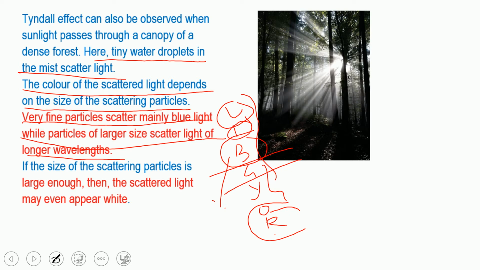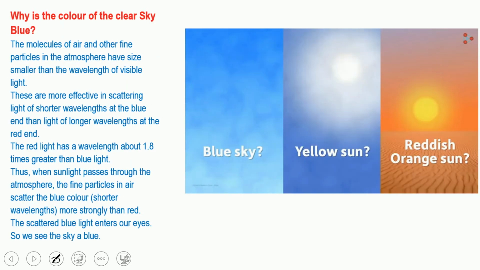If the size of the scattering particle is large enough, then the scattered light may even appear white. If it is very large, like a cloud, the cloud appears white. Why? Because it is so large that it emits all the rays, so that we can see it is white only. Understand? Then we will move to the other.